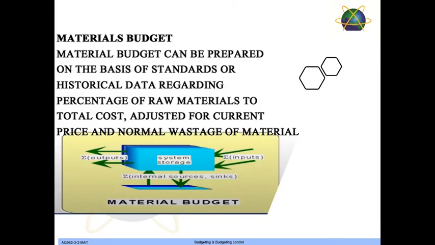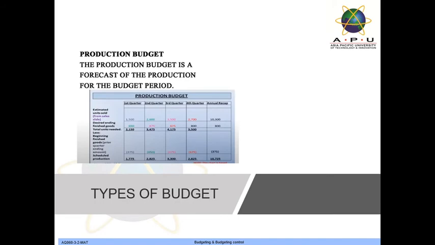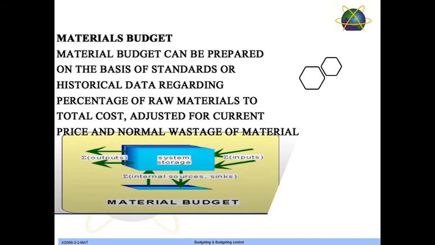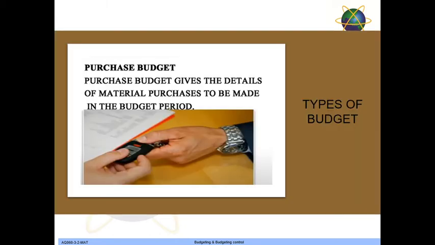From the total production units, we have a material budget. Let's say we need 50,000 production units. For every unit, we need 5 types of material. So this is the material budget, and I will show you in detail how to do the calculations.